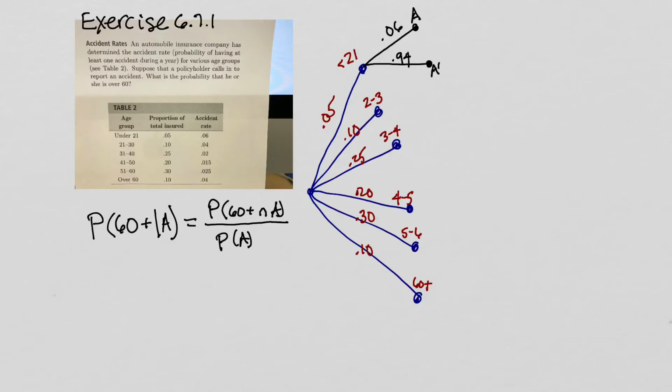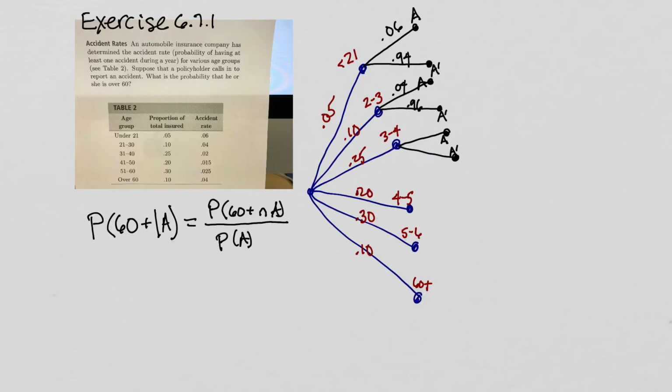You're either in an accident or you're not. These have to add up to 100%. So let's go into this age range here, 21 to 30. If you're in that range, you can either get into an accident or no accident, and the probability of being in an accident for this group is 4%. So here we'll write 0.04 and 0.96.